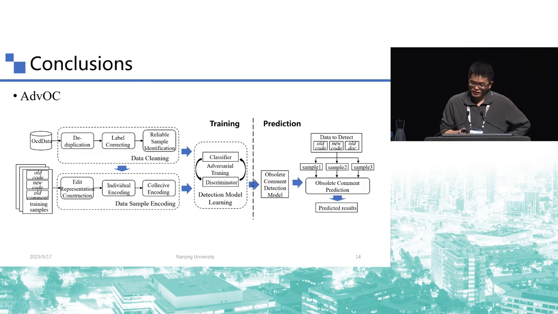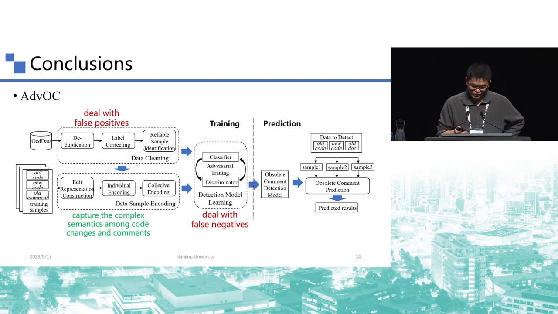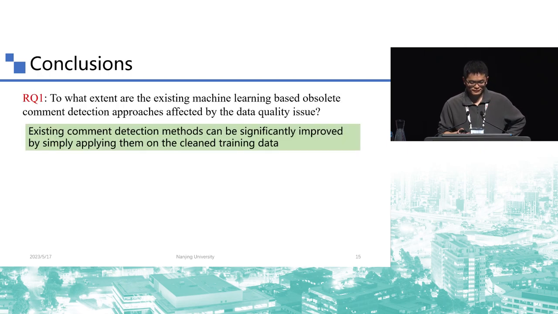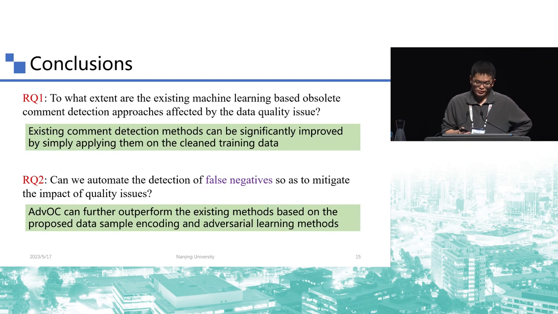To conclude, in this paper, we have proposed an ObsoleteComment detection approach, which mainly focuses on the data quality aspect. It consists of a data cleaning module that cracked some false positives, a data sample encoding module that captures the complex semantics among code changes and comments, and a detection model learning module to deal with false negatives. Experimental evaluation shows that existing common detection methods can be significantly improved by simply applying them on the cleaned training data. Our approach can further outperform the existing methods based on the proposed data sample encoding and adversarial learning methods.